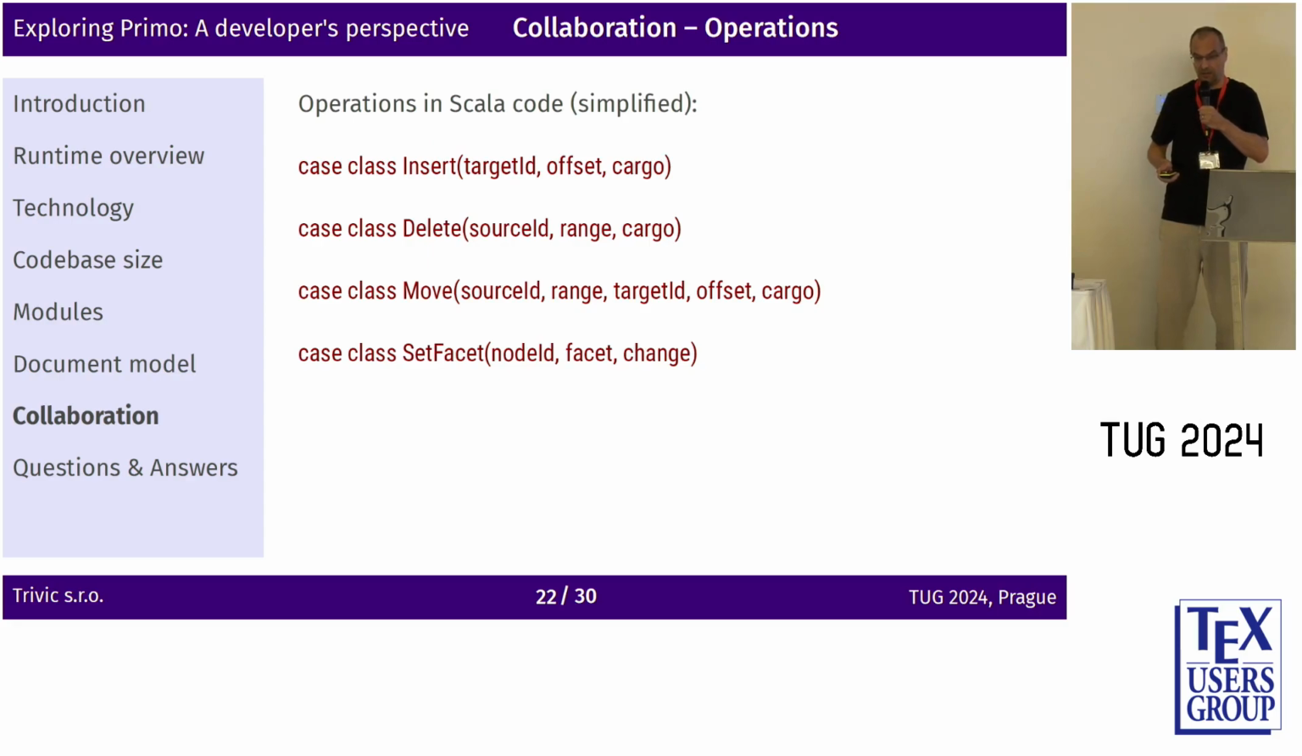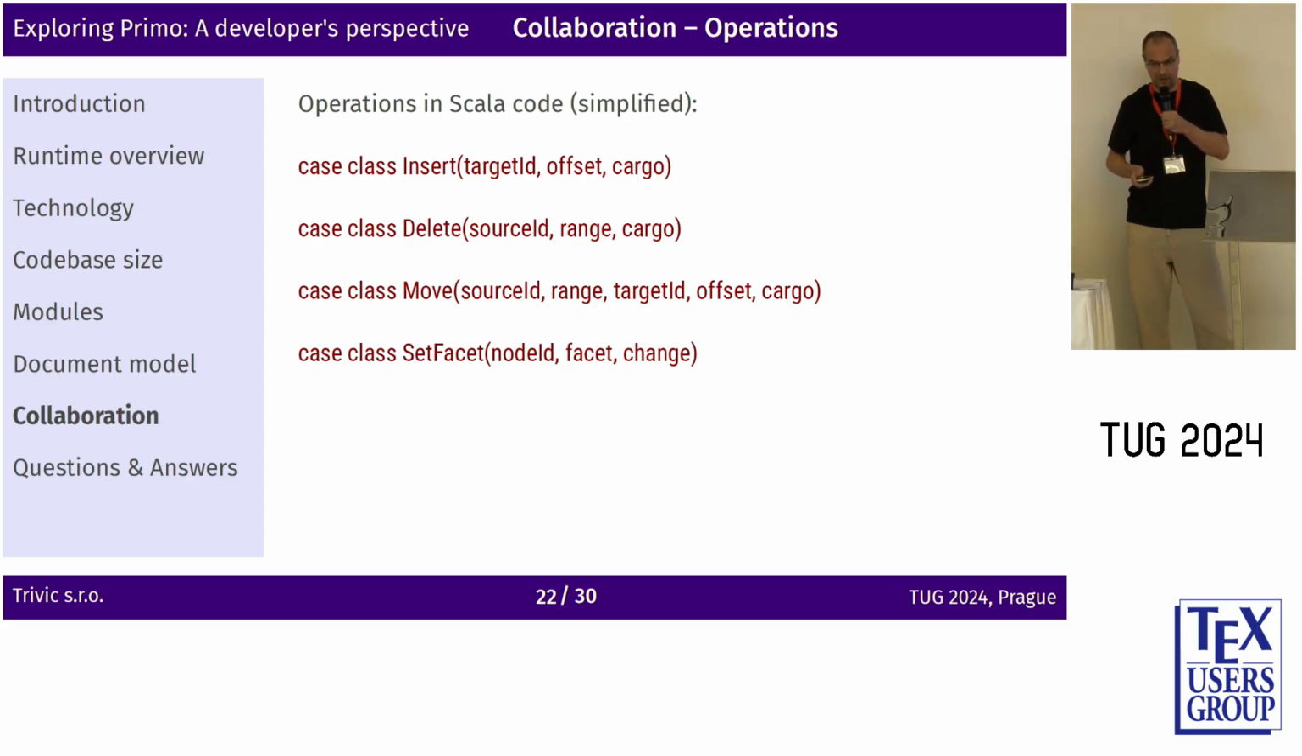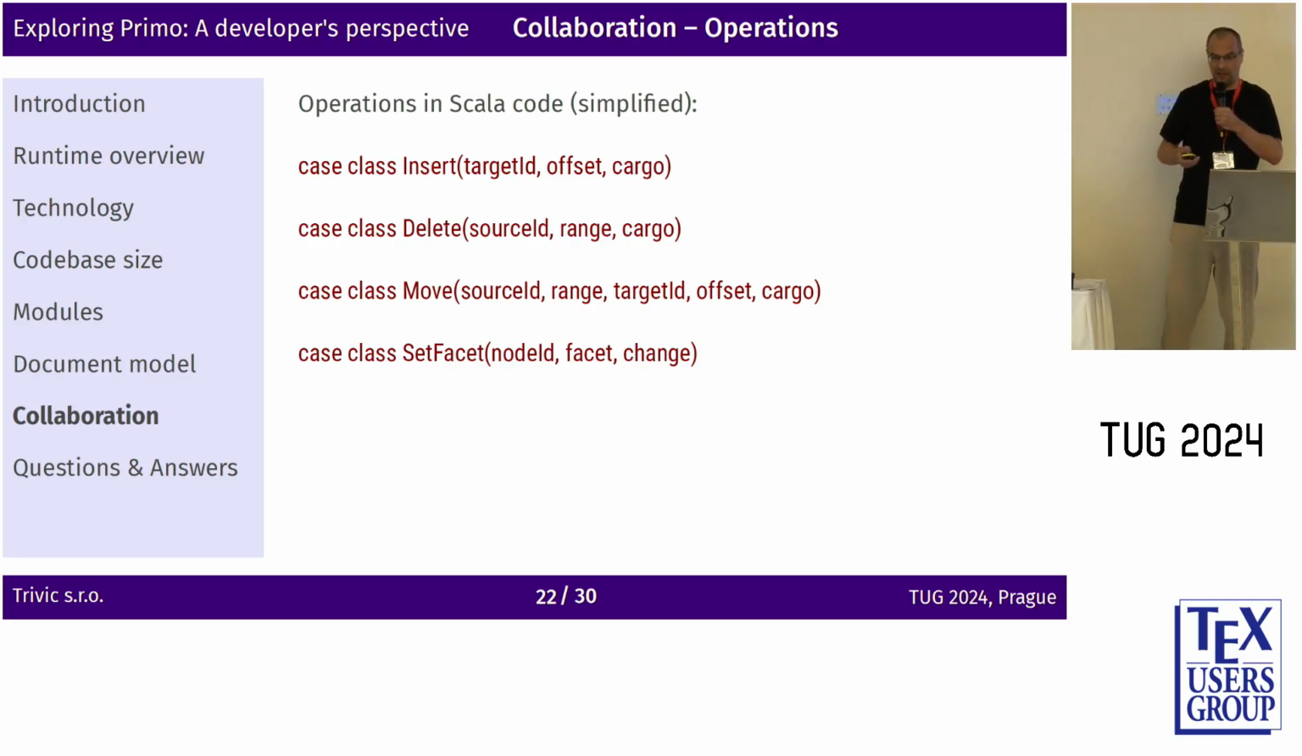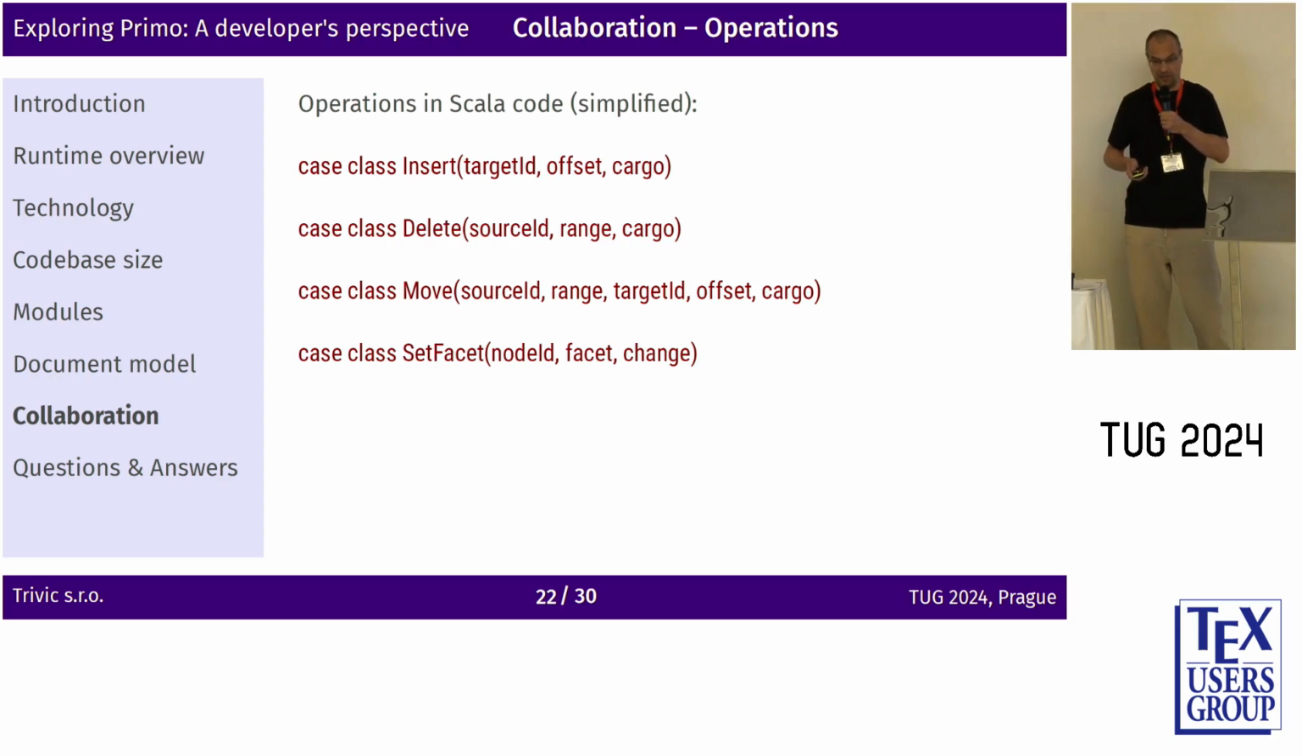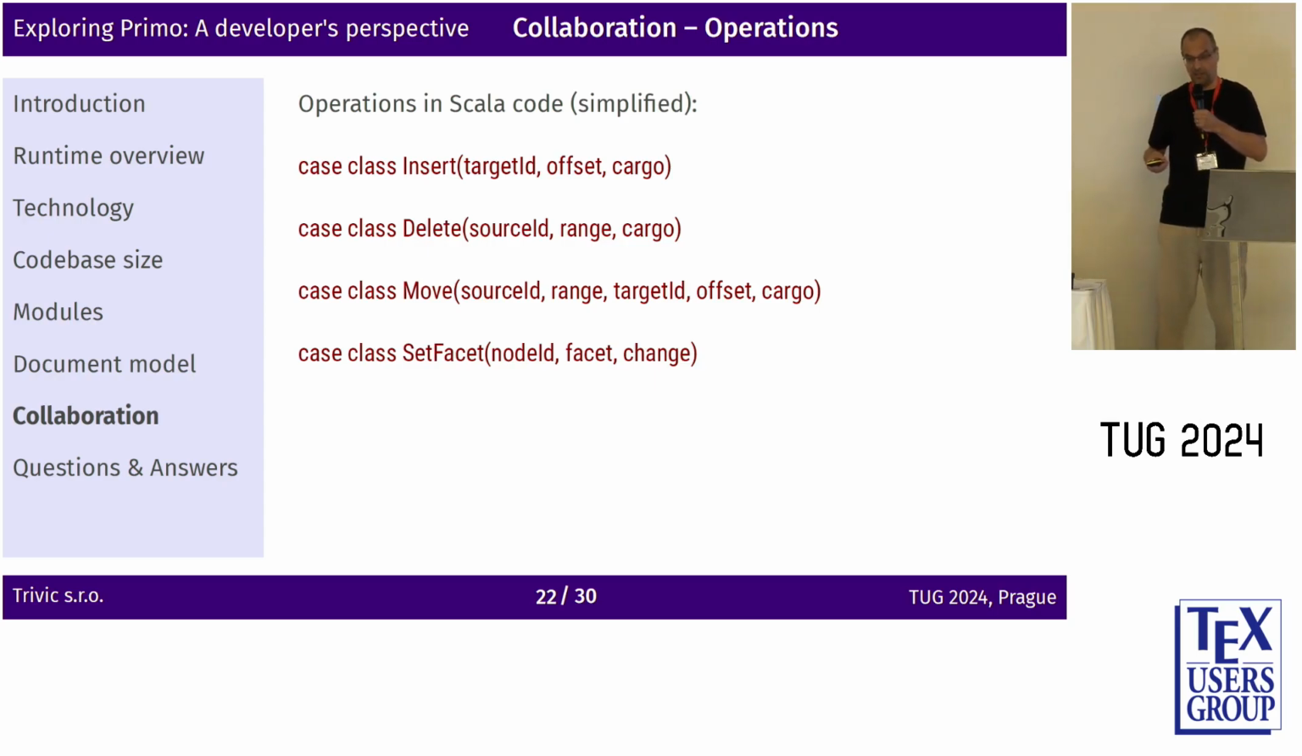This is just to give you a quick idea how such an operation looks like. So, for example, we have the insert. I omitted the type annotations. The insert operation contains the ID of the node at which we need to insert something. Then it contains the offset where it is supposed to be inserted, and the cargo, which can be, let's say, the characters or array of subnodes.